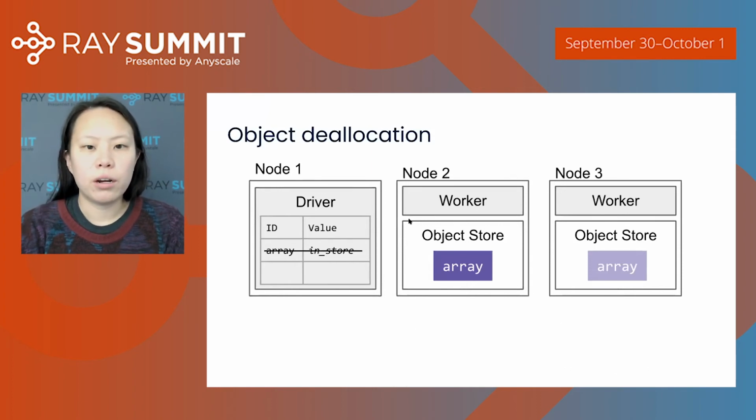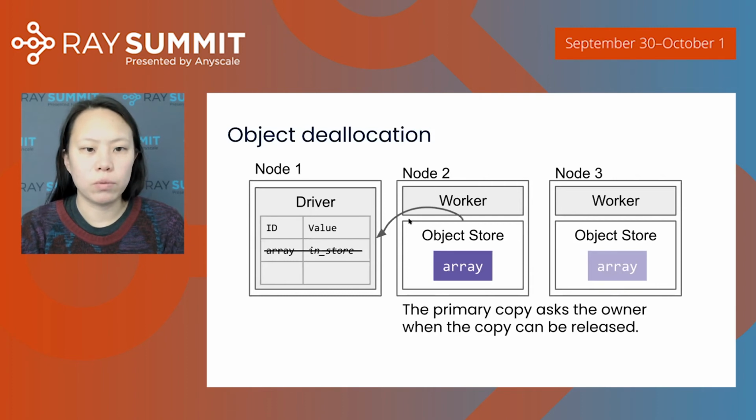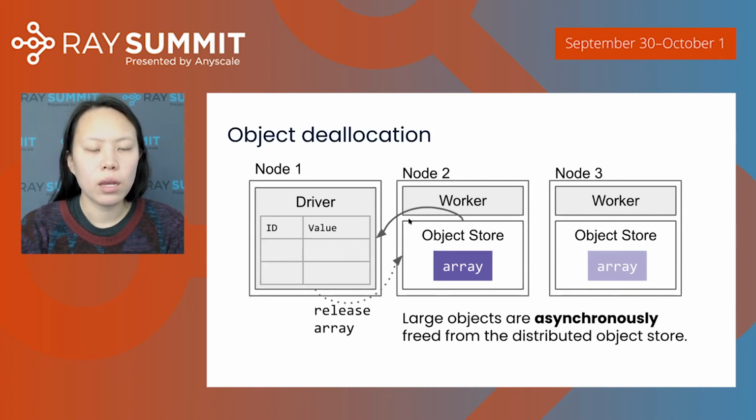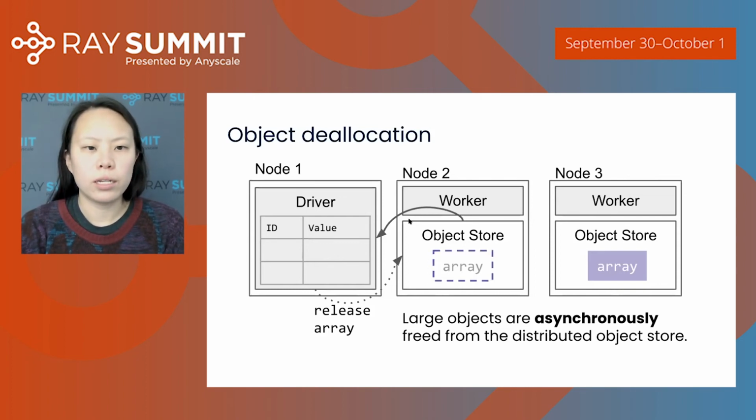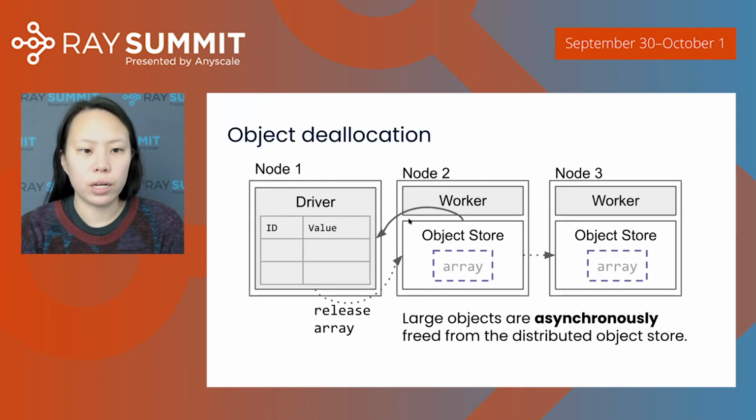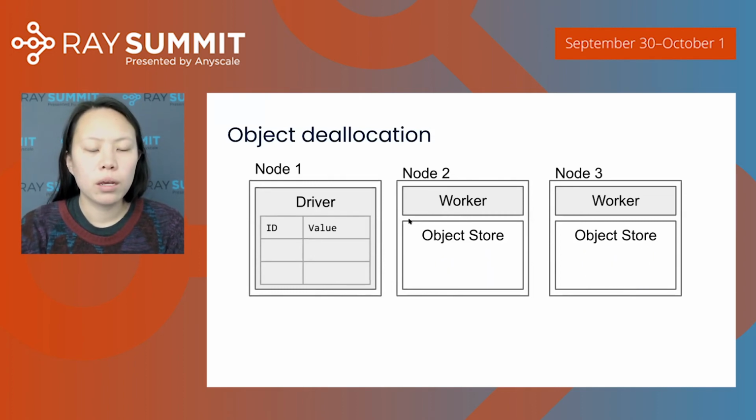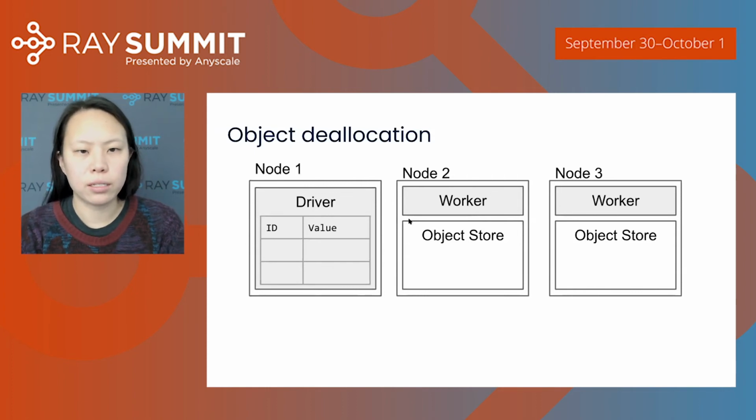Ray will eventually and automatically free both primary and secondary copies. And to do this, the node that has the primary copy will ask the object's owner when the copy can be released. In this case, the reference has already gone out of scope, so the owner responds saying that it's okay to release the array. The primary node frees the array once it receives the reply, then broadcasts this to other nodes to free the secondary copies. This way, we eventually end up back in the original state and ready to execute more tasks.